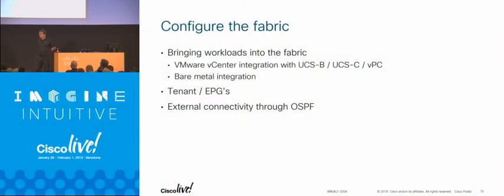The next thing we need to do is bring workload into the fabric. For that, we are going to do a VMware integration. We will do a bare metal integration. We will create tenant and EPGs. And we will bring external connectivity into the fabric. Okay, you up to that? Excellent.